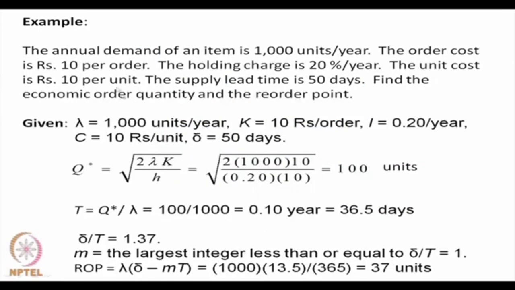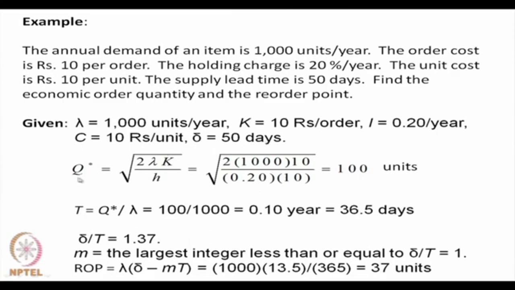We take an example to illustrate this case. Let us say that the annual demand is 1000 units per year. The order cost is rupees 10 per order. So, this is K. K is 10 rupees per order, lambda is 1000 units per year, holding charge, which is I into C, H, is 20% per year. So, we take 0.2 per year. The unit cost of the item is rupees 10 per unit, and the supply lead time is 50 days.